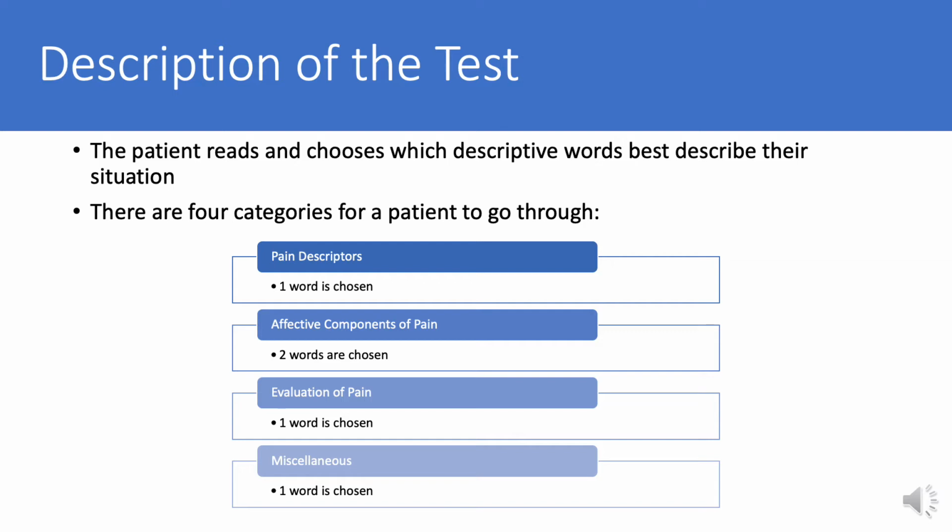When filling out this questionnaire, the patient will have some questions such as descriptors of the pain, which they'll describe in one word, components of the pain, how it affects them, that's going to be in 2 words, an evaluation of the pain itself, which is 1 word, and a miscellaneous category where they choose a word as well to describe it. This is generally just to give a good idea of what this pain does to them, and gives a full description of it to give us as clear a picture as possible of how we can proceed.